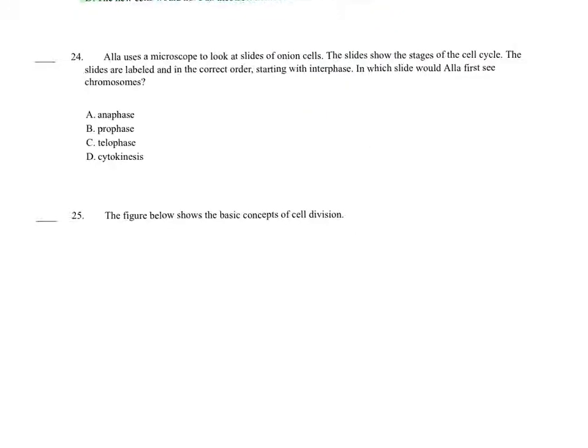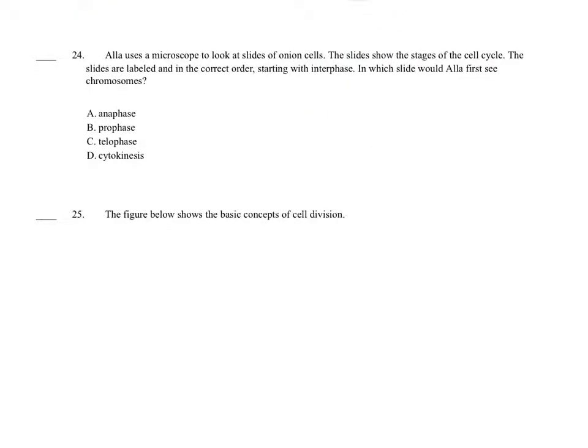Allah uses a microscope to look at slides of onion cells. The slides show stages of the cell cycle. The slides are labeled in the correct order, starting with interphase. In which slide would Allah first see chromosomes? B, prophase. It's the first time we see it. Oops.